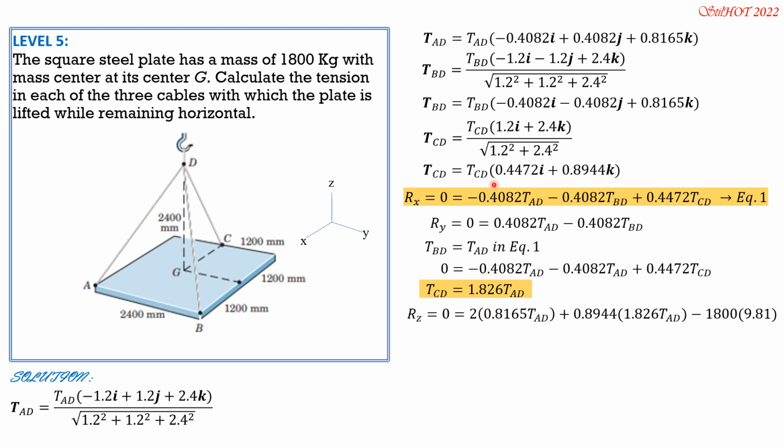Then plus 0.8944 tension CD, and tension CD is 1.826 of tension AD from this relation, then minus the weight of the steel plate, which is 1,800 times 9.81 to express it in newtons. So therefore, tension in AD is 1,800 times 9.81 divided by quantity 2 times 0.8165 plus 0.8944 times 1.826. So tension in AD is equal to tension in BD from this equation, 5406 newtons. Then tension in CD is 1.826 times 5406. So tension CD is 9871 newtons. So that's it for this part 1.